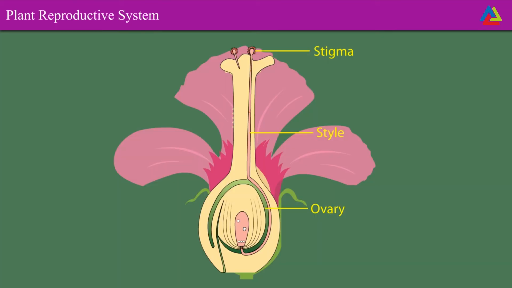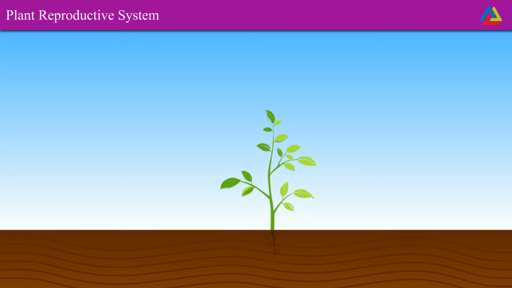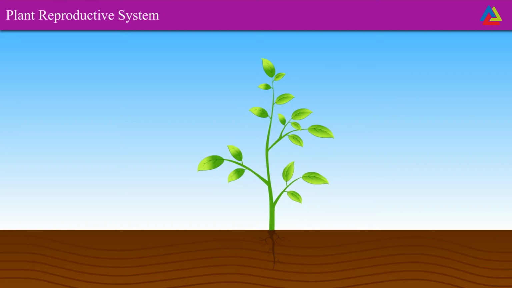Once pollen grains are deposited on stigma, they form tubes called pollen tubes, which carry male germ cells to the ovary. The male germ cell fuses with the female germ cell in the ovary and forms a zygote. The zygote further forms embryo. The embryo develops a protective coating and forms a seed. The seed contains the future plant or embryo, which develops into a seedling under appropriate conditions. This process is known as germination.